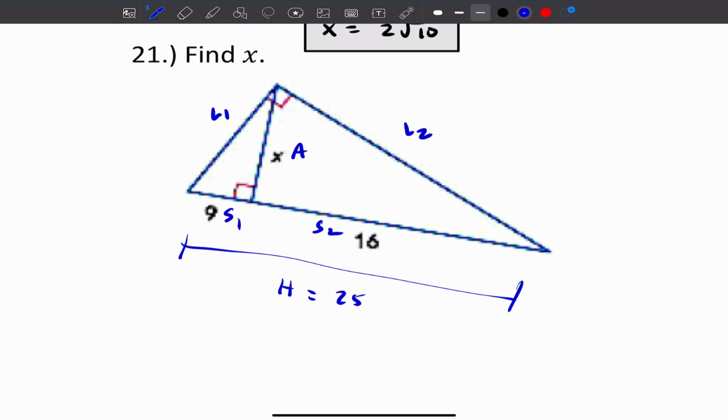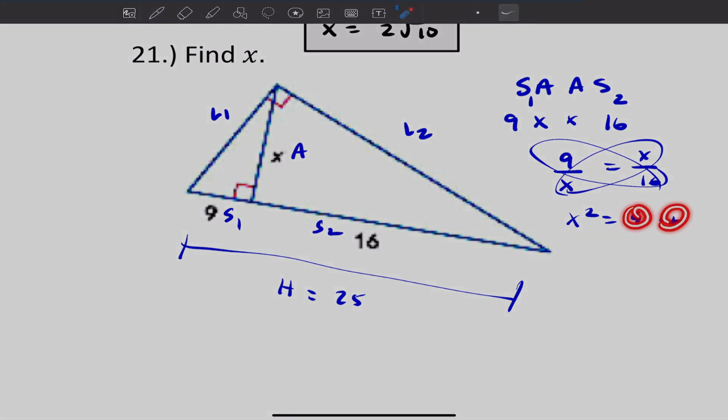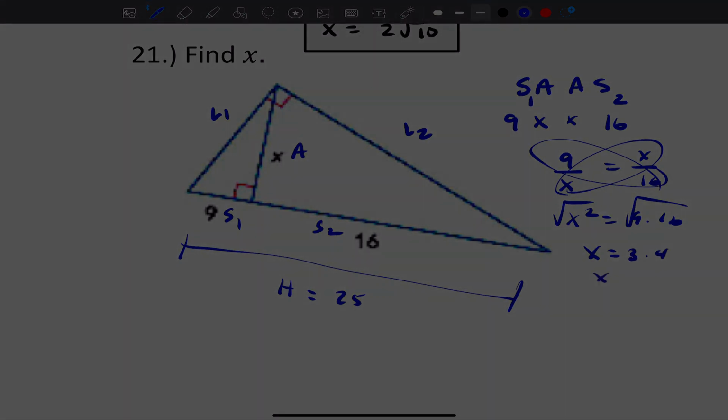And just by looking at this, there's nothing here and nothing there. But we have segment 1, altitude, and segment 2. That looks like we're going to be using Sass. Right, so segment 1, altitude, altitude, segment 2. So I can plug that in. That's 9. This is x, that's x, and segment 2 is 16. 9 over x equals x over 16. Cross multiply, x squared equals 9 times 16. Notice that 9 and 16 are perfect squares. So really you're saying x is equal to 3 times 4, and that's 12.